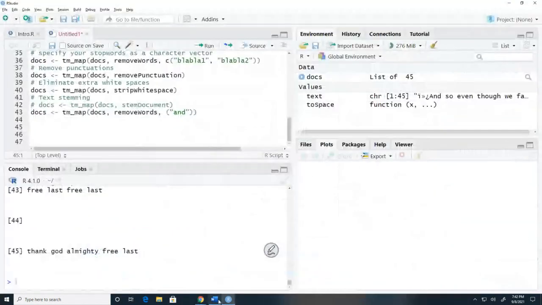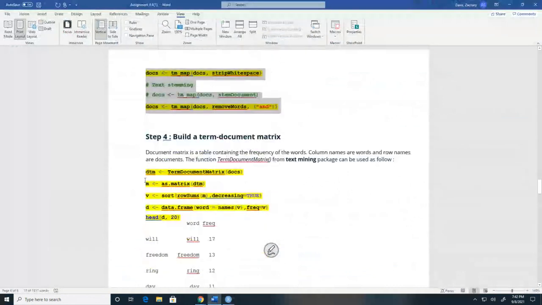So we're going to use the term document matrix function, which is going to turn the corpus that we've cleaned up into a DTM that we can then turn into a matrix and start analyzing. So got this first part.